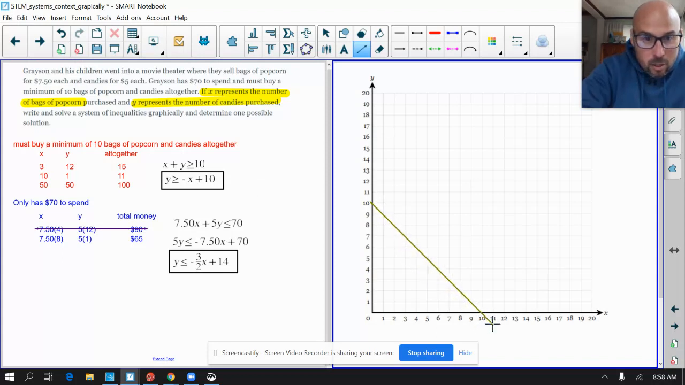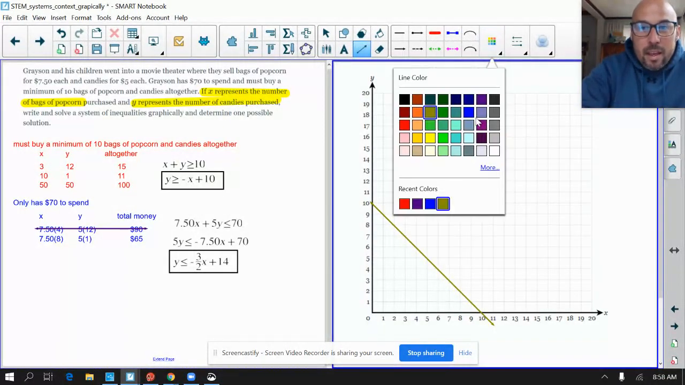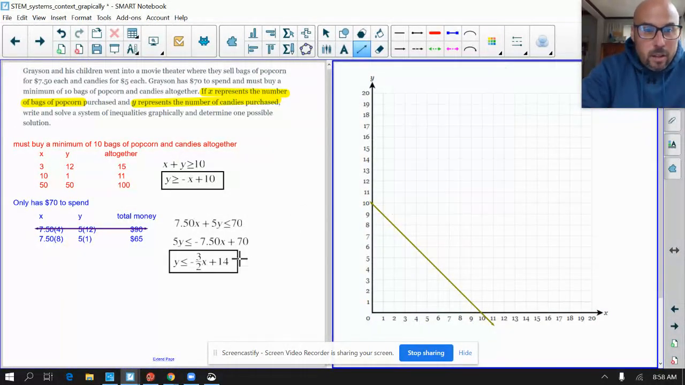Don't tell me that the slope is -1x. No, no, no, no. The slope is -1. The slope is a number. And then we'll go to a lilac color for the money situation.